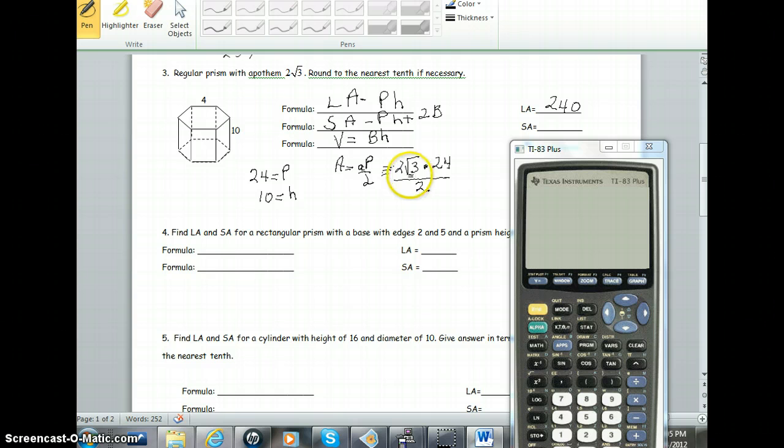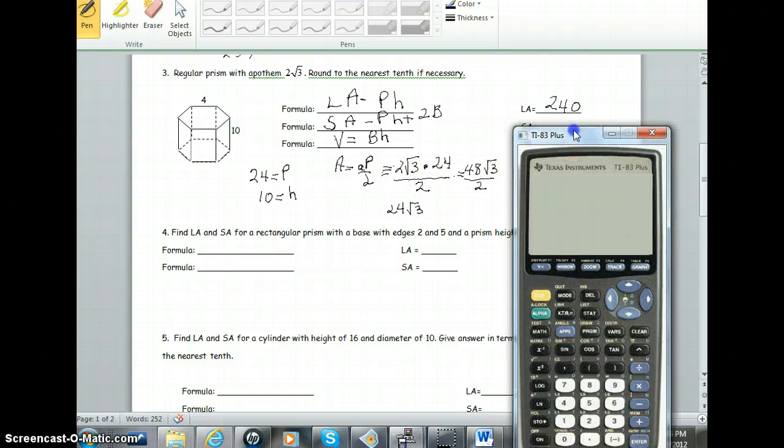So let's look at the calculator. If you multiply 2 times 24, you get 48 root 3, all divided by 2. If you divide 48 by 2, you get 24 root 3. So once you divide, you have 24 root 3. Let's solve that using the calculator.